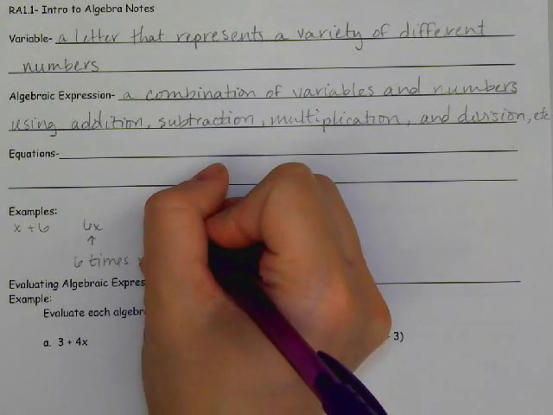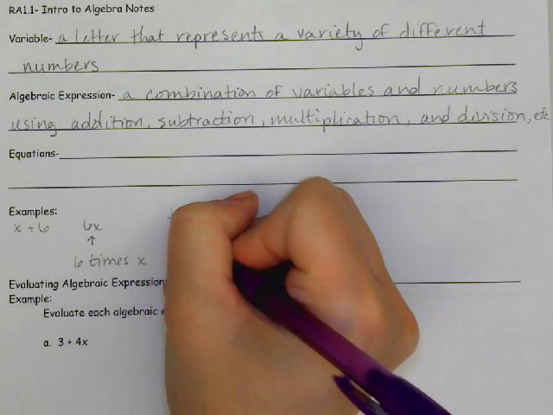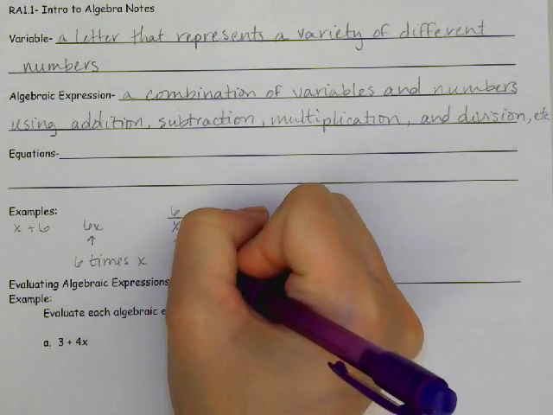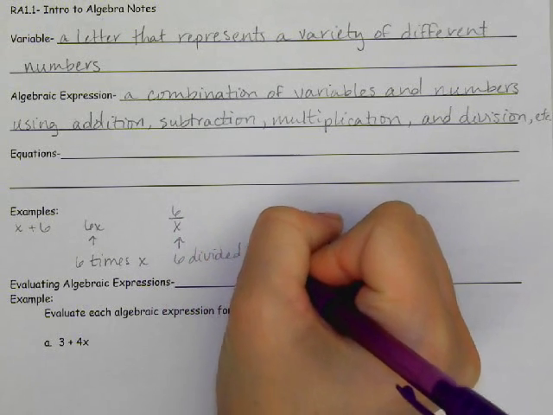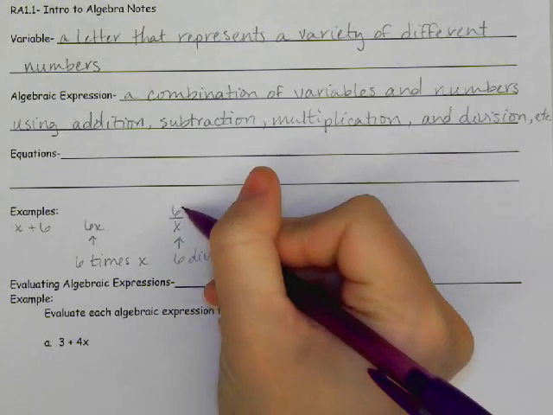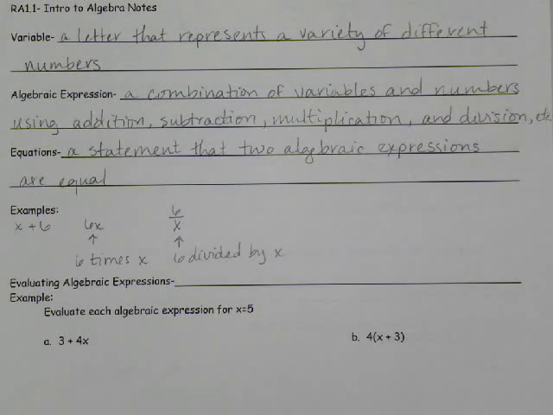6 divided by x, or 6 over x. So that's 6 divided by a number. Always top divided by the bottom when we're looking at a fraction. And there's a lot of other examples, but those are some examples of expressions that we're going to be dealing with.